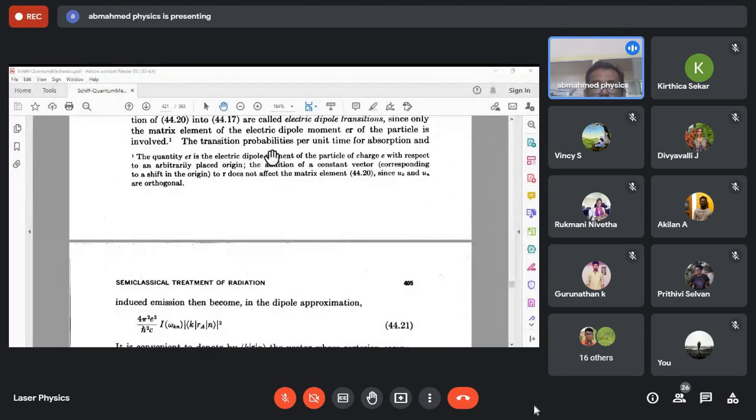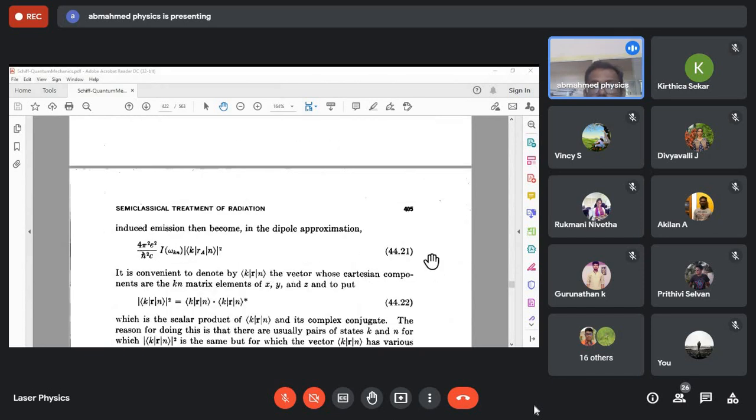The transition probabilities per unit time for absorption and induced emission or stimulated emission, in the dipole approximation, is this. So look at 4.21, this is the probability for the absorption and the induced emission. The other terms we don't know, but that I is the intensity of the energy you are giving.